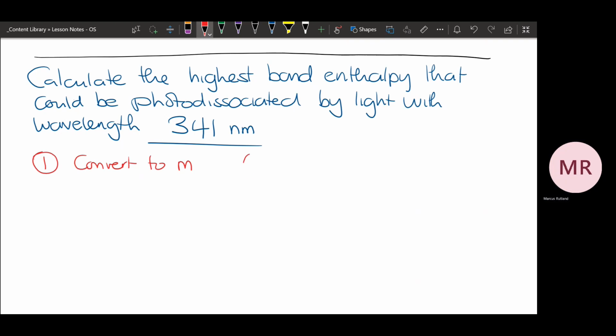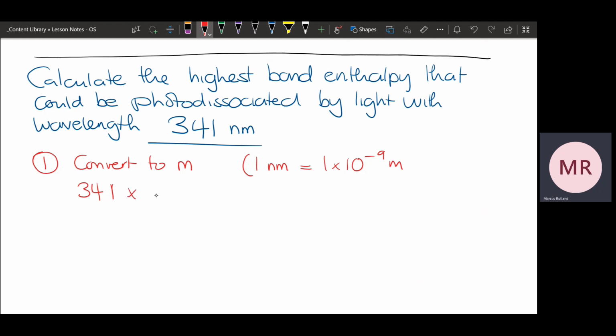There are 1 nanometer is 1 times 10 to the minus 9 meters. So we are getting smaller. So we're going to multiply by 1 times 10 to the 9. That's our factor there to get from nanometers to meters. So 341 times 1 times 10 to the minus 9.